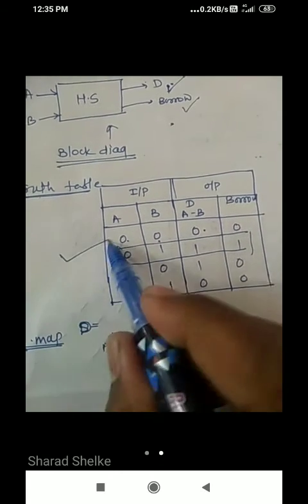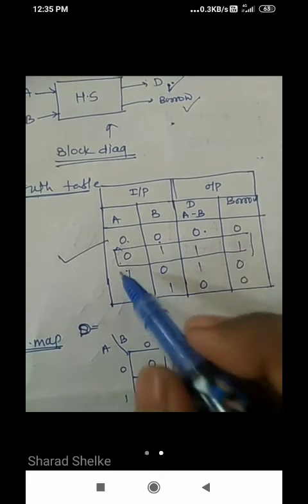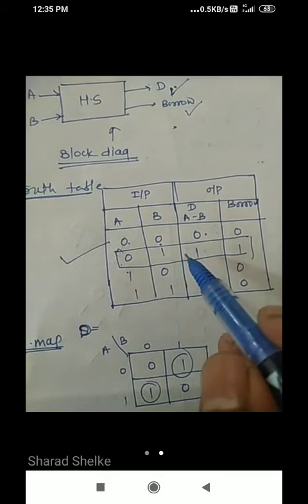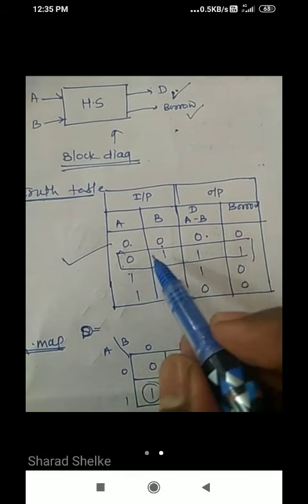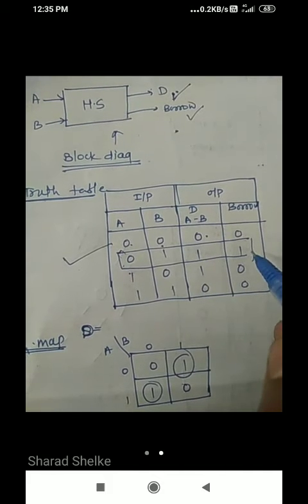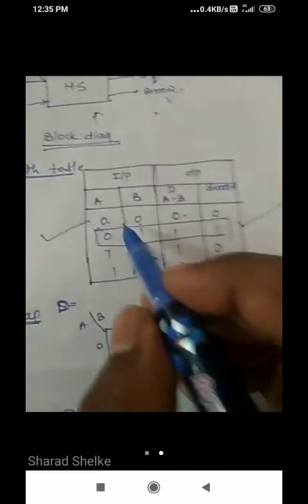So the different case is 0 minus 1. Mathematically, if you calculate 0 minus 1, the answer is minus 1. But here we are not doing mathematical subtraction, it is logical subtraction. So for 0 minus 1, the difference is 1 and the borrow is also 1. So borrow is generated only when the inputs are 0 and 1. For 1 and 0, the answer will be 1 with 0 borrow.